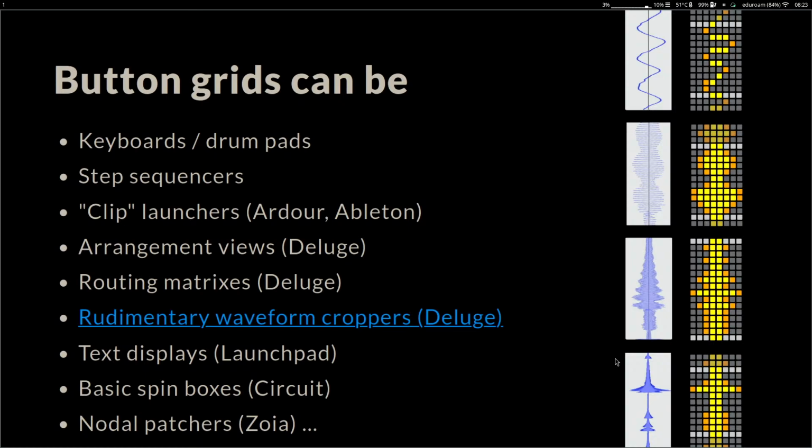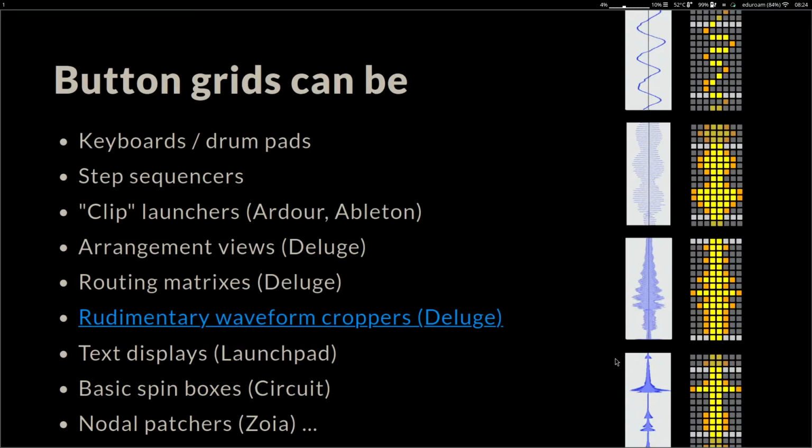You can do very basic text display. You can even do basic spin boxes. There's a device called the Circuit where to choose your BPM, it's also a self-contained thing. To choose your BPM, you don't have a screen. They manage to write 60 BPM on the grid, and you can just use it as a very, very basic spin box. So they actually do a lot.